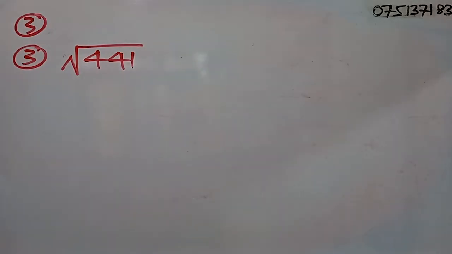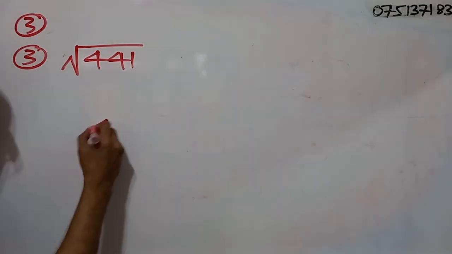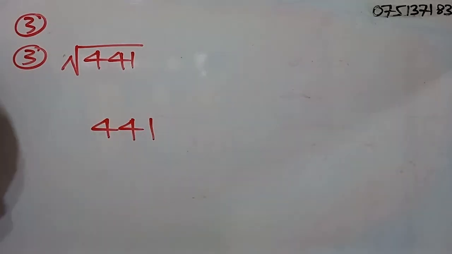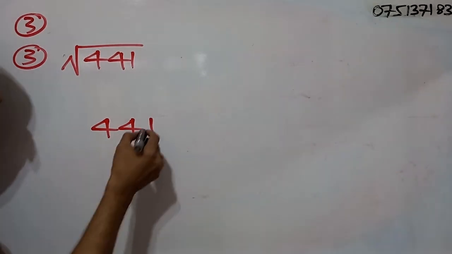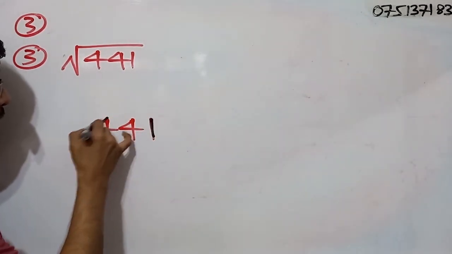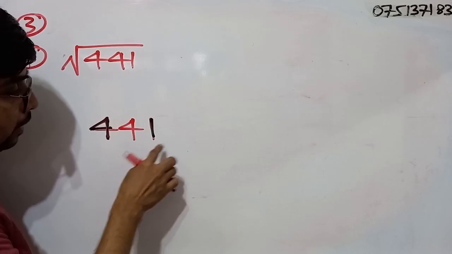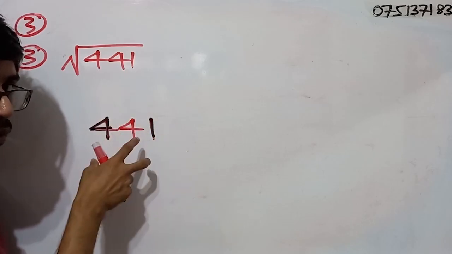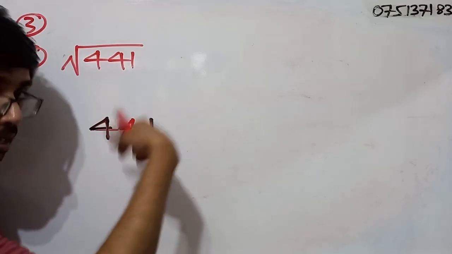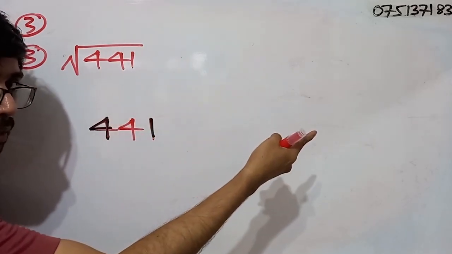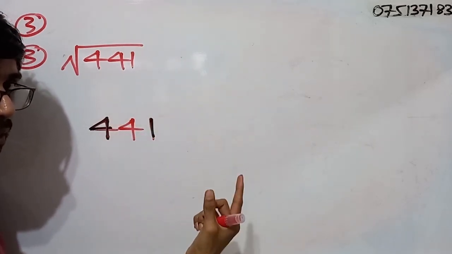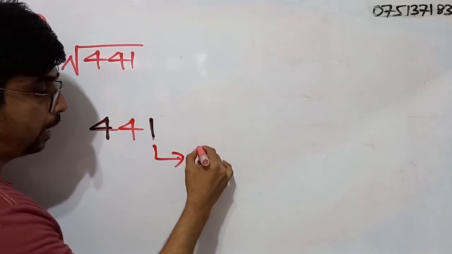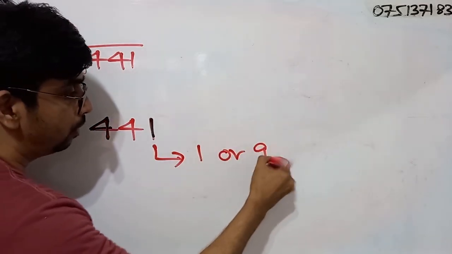Okay, question number 3, part 3. What do we have? 441. If we consider the number 441, the digit on the ones place is 1 and the digit on the hundreds place is 4. Since the digit on the ones place is 1, if we consider the square root of this number and the ones place of the square root, what are the possible digits? It can be either 1 or 9.